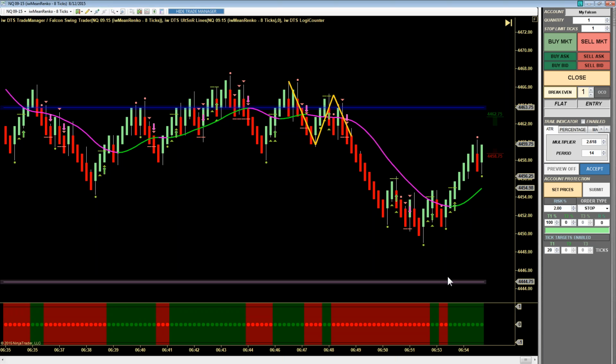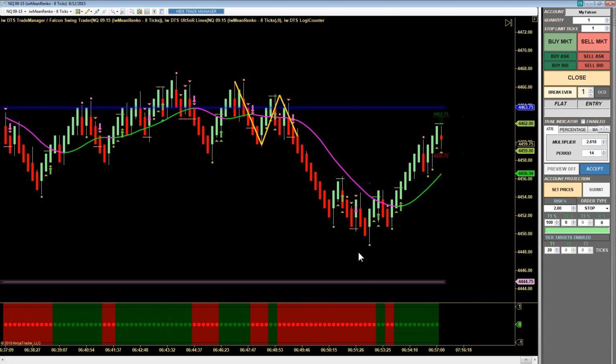This is why I was saying if we get below 44.50, we got a little bit of room to move. I thought for sure we were going to see 44.45, but it hasn't happened just yet. The market flinched a little bit early.